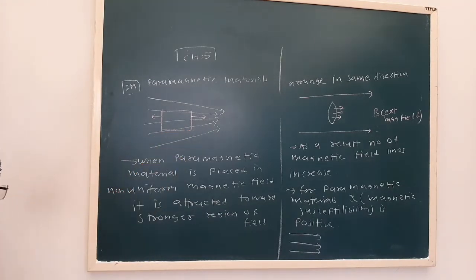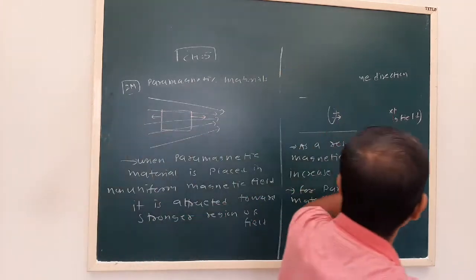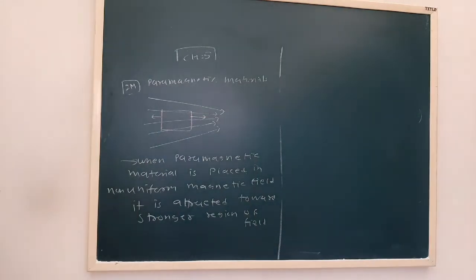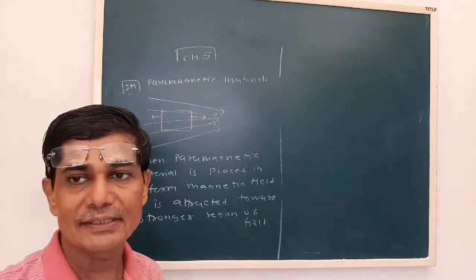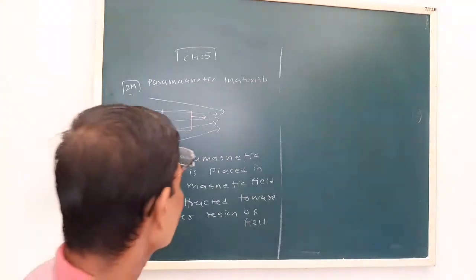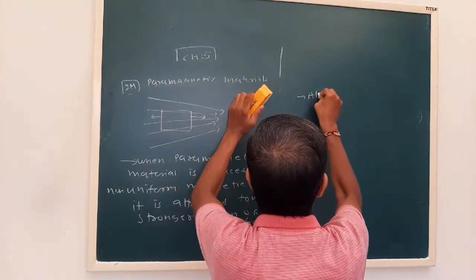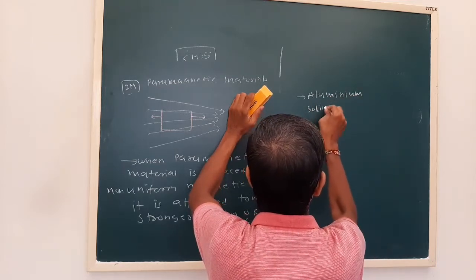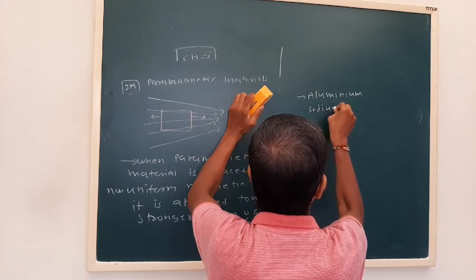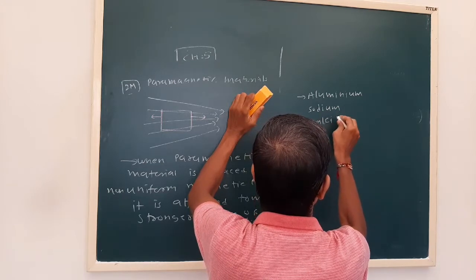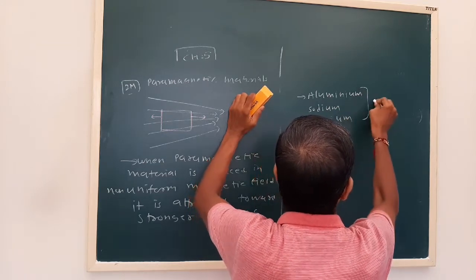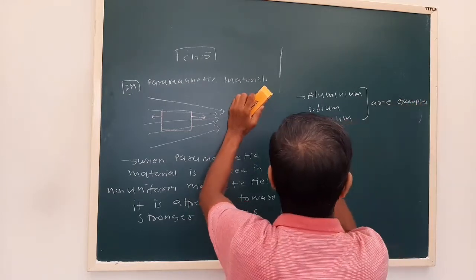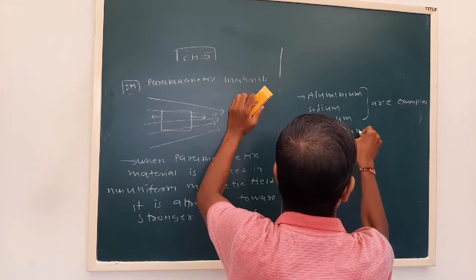What are the examples? Aluminum, sodium and calcium. We have to remember at least 3 examples. In an MCQ it may be asked like odd man out. So aluminum, sodium and calcium are examples of paramagnetic material.